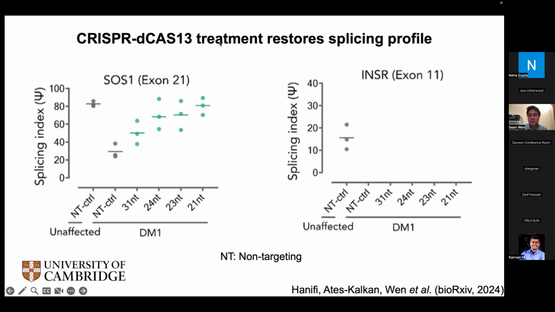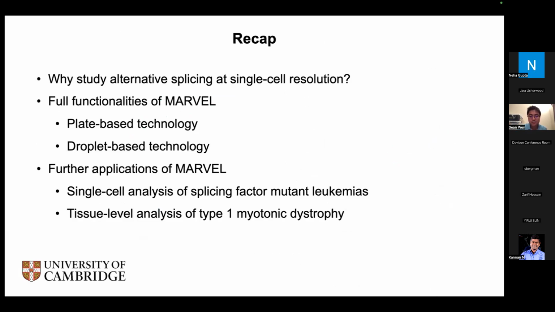A second gene is INSR, exon 11. And you can see that in unaffected individuals like you and I, you typically get a splicing index of around 15. And for individuals who are affected with this disease, its splicing index is almost close to 0. But with this treatment, we were able to bring up the splicing index to the levels that we were seeing in an unaffected individual. And so all these splicing values were computed and quantified by Marvel.